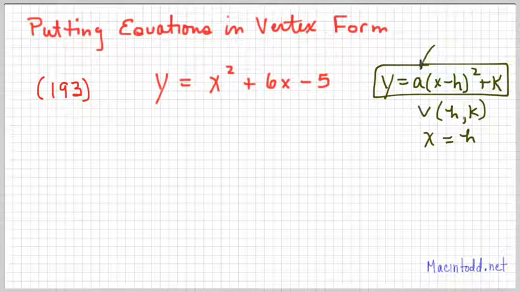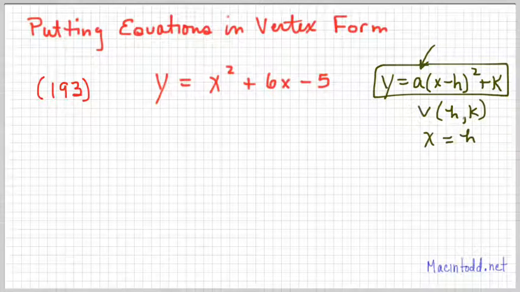We can also tell, remember, by looking at a whether it opens up or down or whether it's narrow or wide as compared to the parent function. So let's look at problem 193. It's from the class work which I assigned for homework. We want to complete the square on it, or at least put it in vertex form.